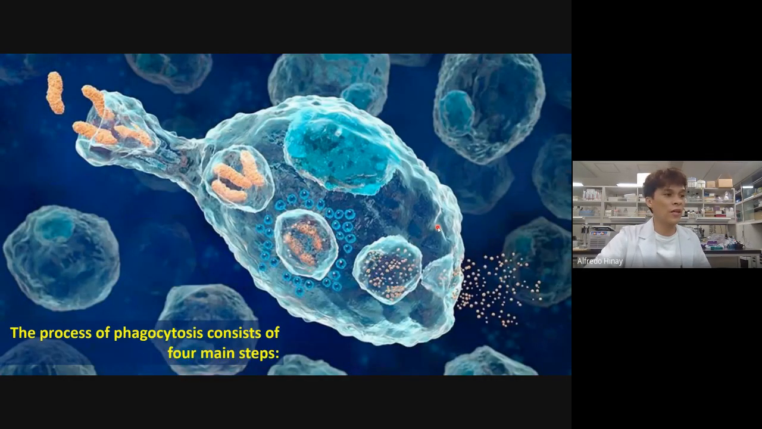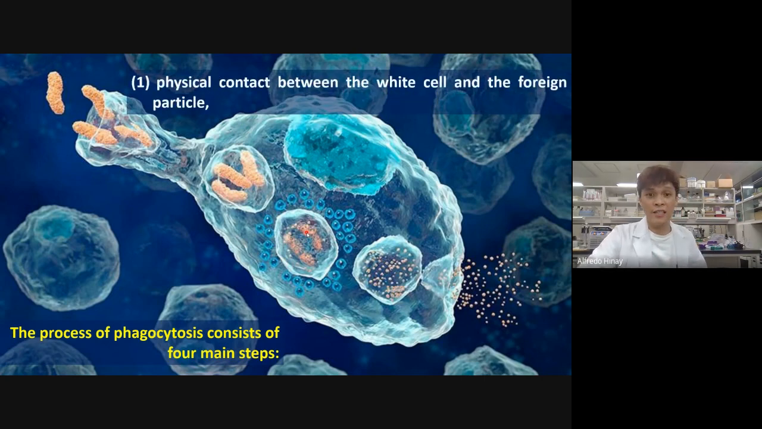So the process of phagocytosis consists of 4 main steps. Here, it always starts with physical contact between the white blood cells and the foreign particles. The physical contact can be either direct or indirect, depending on whether it requires opsonin, antibody, or your complement fragments. In the case of this one, it does not require opsonin, so it is direct phagocytosis.